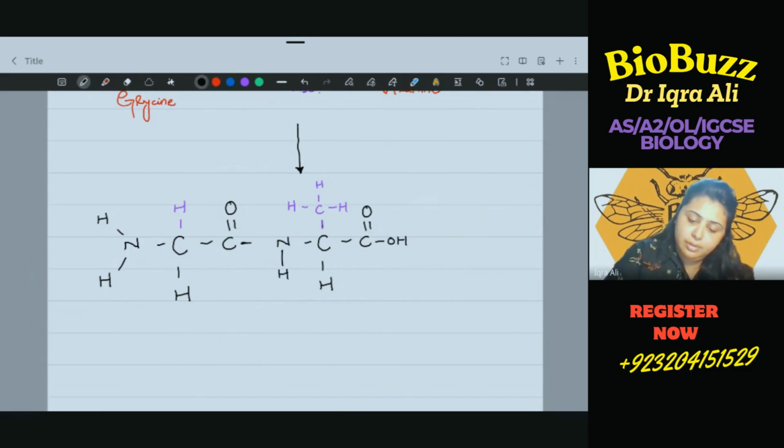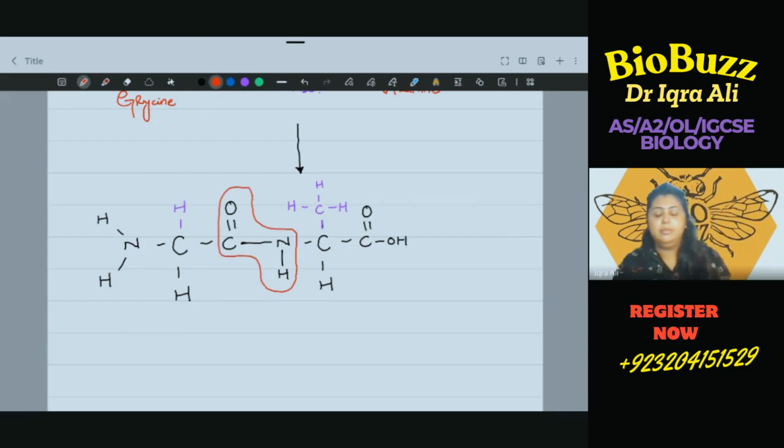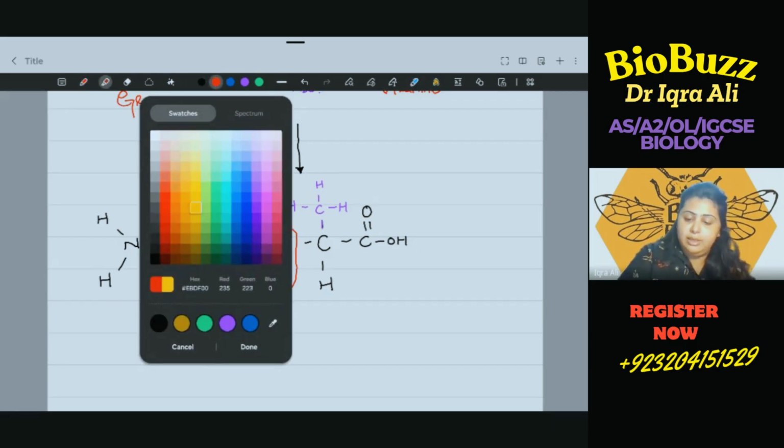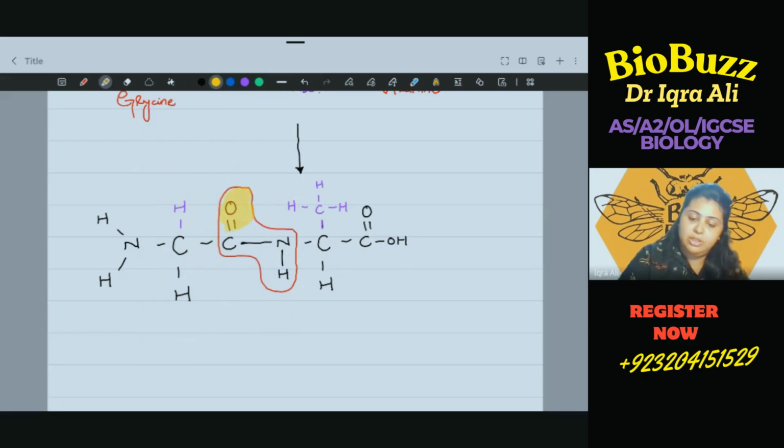So can you see that we have formed a peptide bond here? This is how we can form a peptide bond. And this is called a dipeptide. The structure that we have formed over here is called a dipeptide, because it is joining two amino acid molecules together.